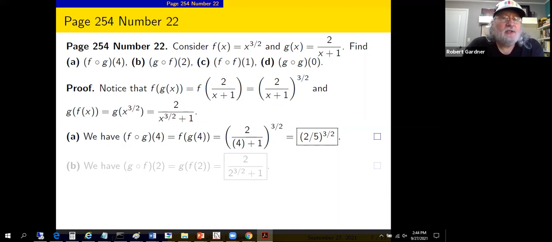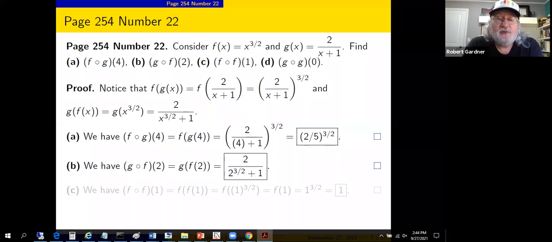All right, so part A wants f composed with g of 4. Well, we could go through it having an input of one function and the output becomes the input of the other function. Or since we've stated what these functions are, here's f composed with g, we could simply take this and plug in 4. So take the variable x, replace it with 4. Always put parentheses around those so you can see the substitution that's been made. This gives us 2 divided by 5 to the 3/2 power. That's an ugly irrational number. I'll just leave it as 2 over 5 to the 3/2.